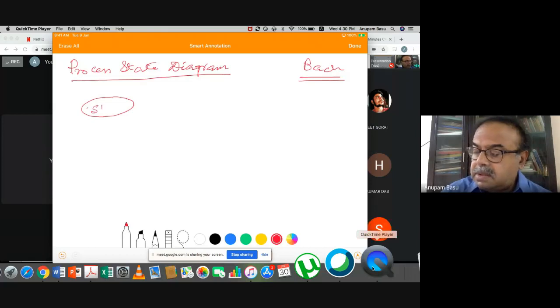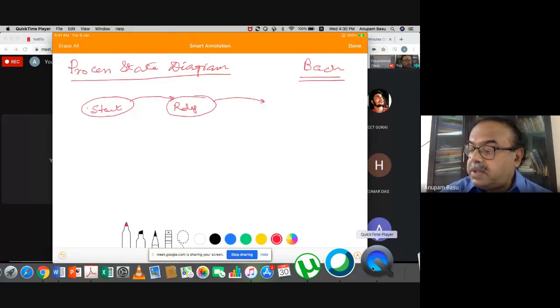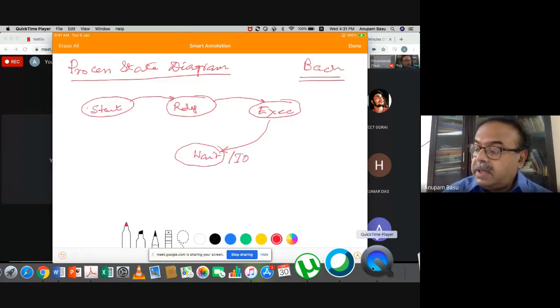Start process, and then it goes to the ready state. Start state, then ready state, then execute state. Just a revision. And from execute state, it can come to the IO or wait state, wait or IO state. And from there, it can go to ready state. Or from exec state also, it can come to the ready state by timeout.